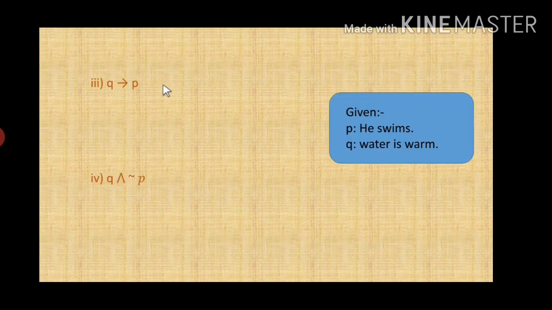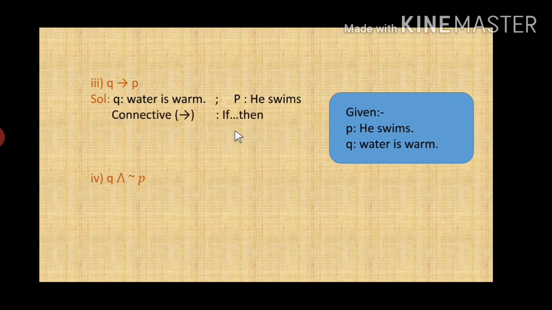Now this is very simple. Q implies P, but here the Q has come first and then it is P. So Q is water is warm, P is he swims. So you get Q, the connective is if then. So the answer will be if water is warm, then he swims. Understood? The next one.